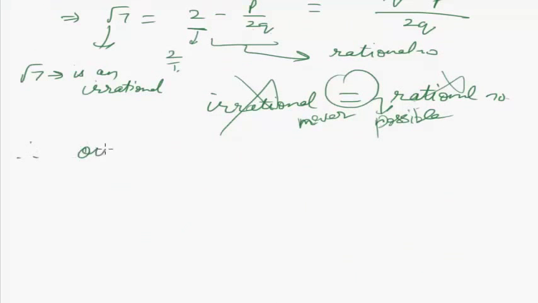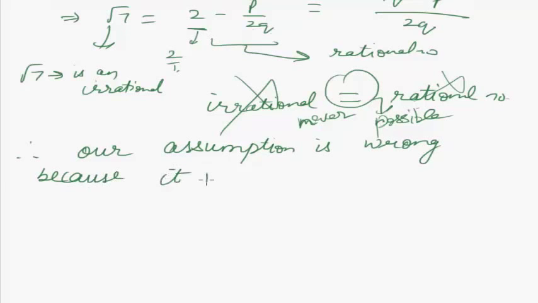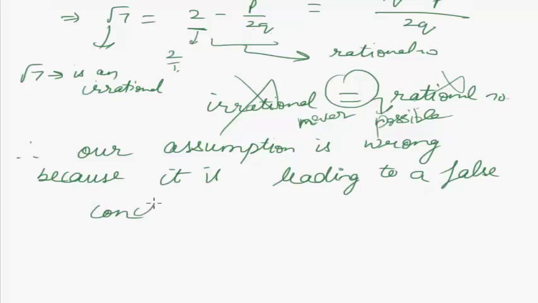Therefore, our assumption is wrong because it is leading to a false conclusion. Therefore, 4 minus 2 root 7 is an irrational number.